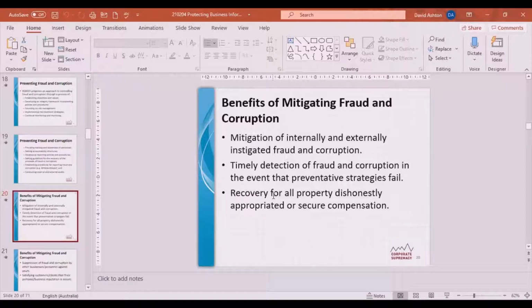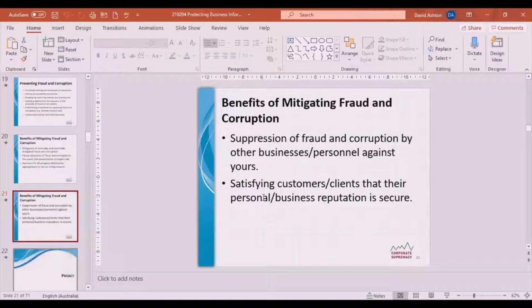So obviously the benefits of mitigating this sort of thing: mitigation is about policies, procedures, internal reviews and the like, and good oversight of the organisation. So timely detection of fraud and corruption, recovery of all property dishonestly appropriated, protection against other businesses or personnel acting against yours, and satisfying customers and clients that their personal business reputation and their information is secure as well.